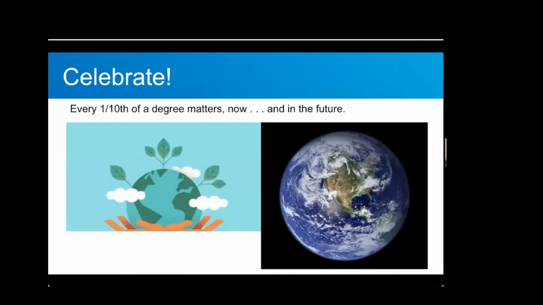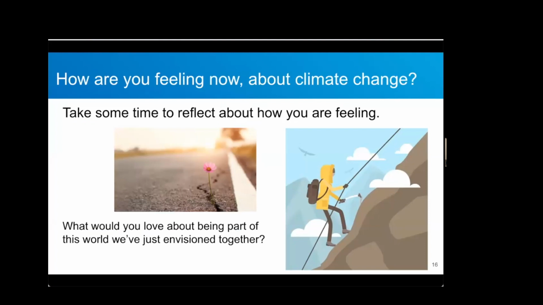And every tenth of a degree matters. We've said that before, but we'll keep saying it because it's so important. It matters now as well as in the future. And so there will never be a time when we don't need to be working on this. There's just no room for hopelessness. We are hopeful. Think about how you're feeling now after what we've just talked about.